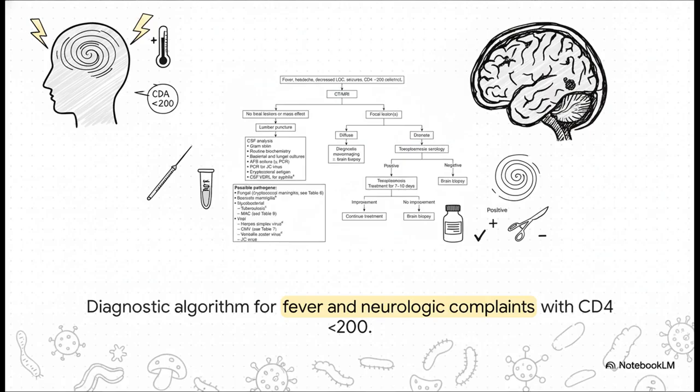But follow the path to the right. If we do see focal lesions, our thinking immediately shifts to toxoplasmosis. A positive serology then leads us to start empiric treatment. This flowchart is your guide.